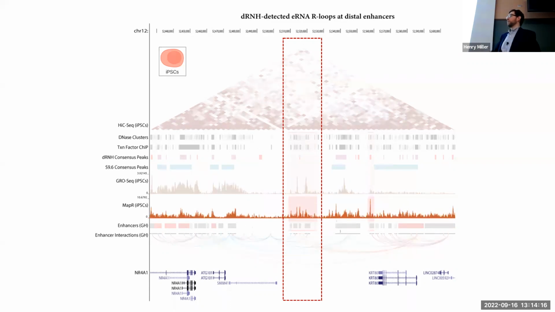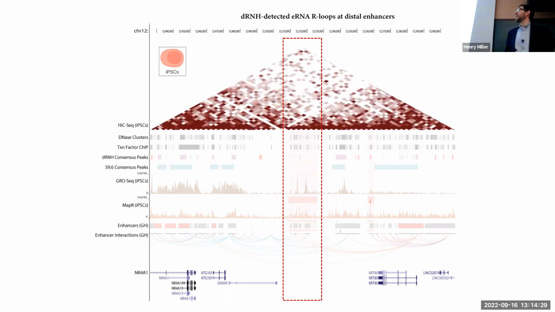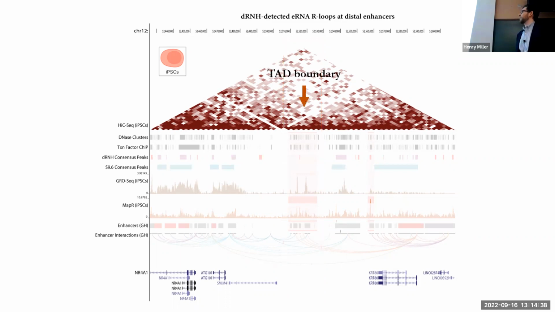So eRNA R loops are being formed right here. Now, just to point out, if you look back at our consensus data, there is actually a DRNH only peak right here. And also very interesting, we can see that this is a region that is in between two topologically associated domains of the chromatin. So that is what we call a TAD boundary.